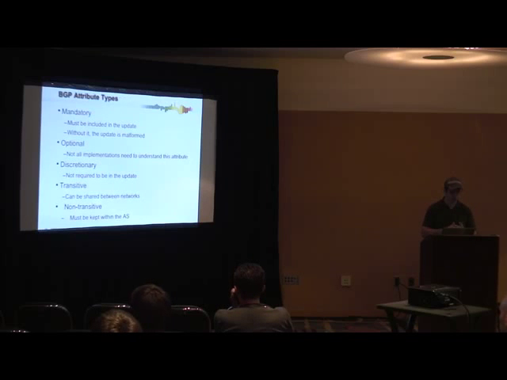So BGP attribute types: some are mandatory, which means it has to be in the update. If it's not in the update, it is not valid and you have to throw it away. Some are optional, which means not all implementations need to understand the attribute. Some are discretionary, which means it's not required to be in the update. Some are transitive, which means they can be shared between multiple networks. And some are non-transitive, which means they get lost at the eBGP boundary.